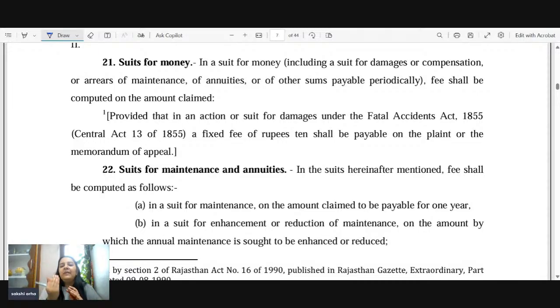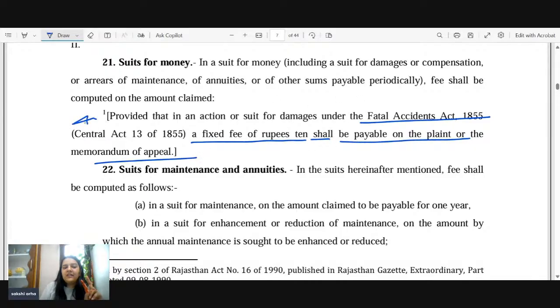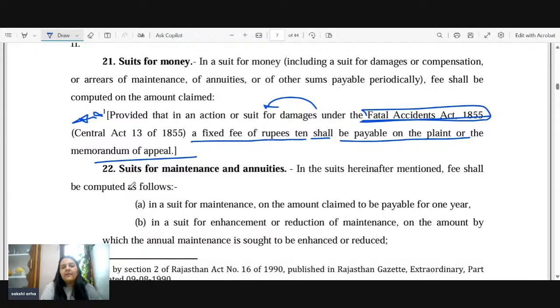जितना आप amount claim कर रहे हो, उसके according fees आपकी payable होगी. Okay, provided that in an action or suit for damages under the Fatal Accidents Act, a fixed fee of ₹10 shall be payable on the plaint or memorandum of appeal. इसको ध्यान रखना, ये बहुत इंपॉर्टेंट है. फेटल एक्सीडेंट एक्ट के अंदर अगर आप कोई भी डैमेजेस के लिए सूट फाइल कर रहे हो तो उसकी जो फी है दैट इज फिक्स, दैट इज ₹10.